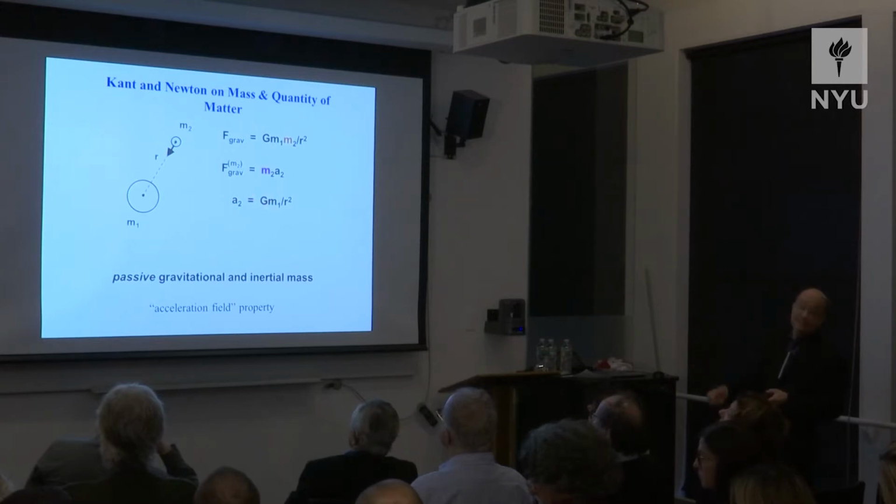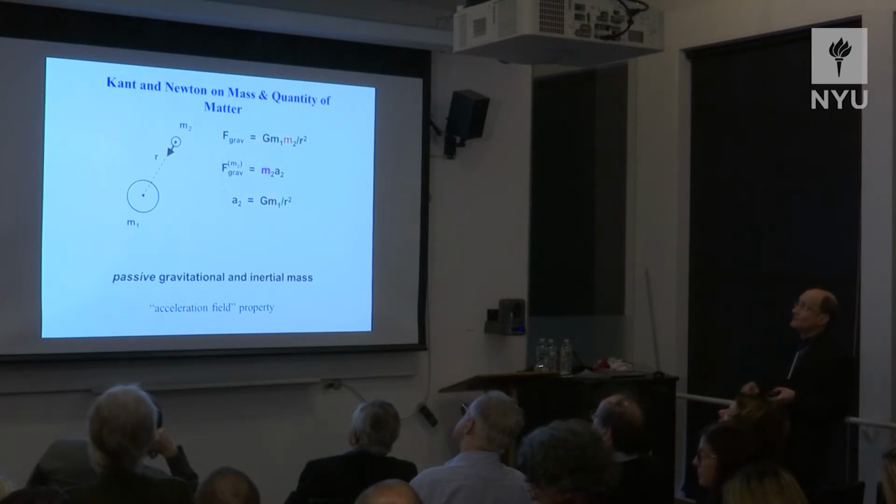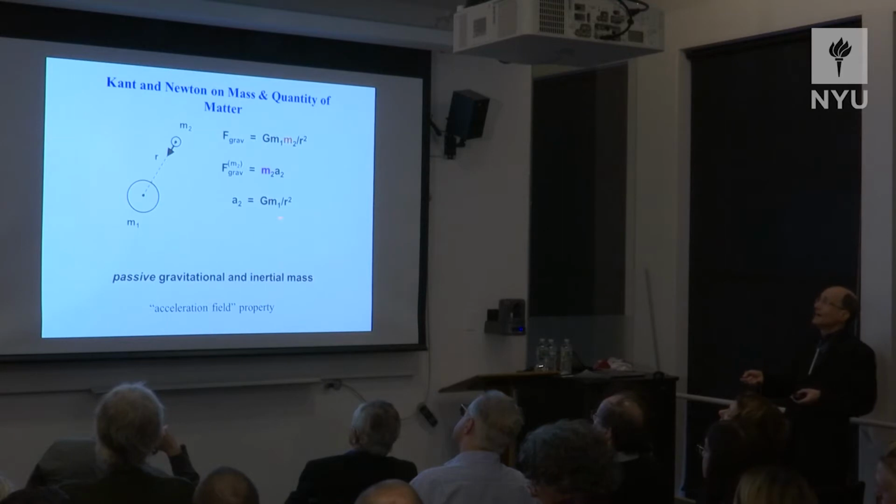Now I've put in our constant G, which wasn't there for Newton. It was always proportionality. But to make it easier for us to understand it, and of course it's here already, it's a universal constant. And so this is a way of measuring the mass.